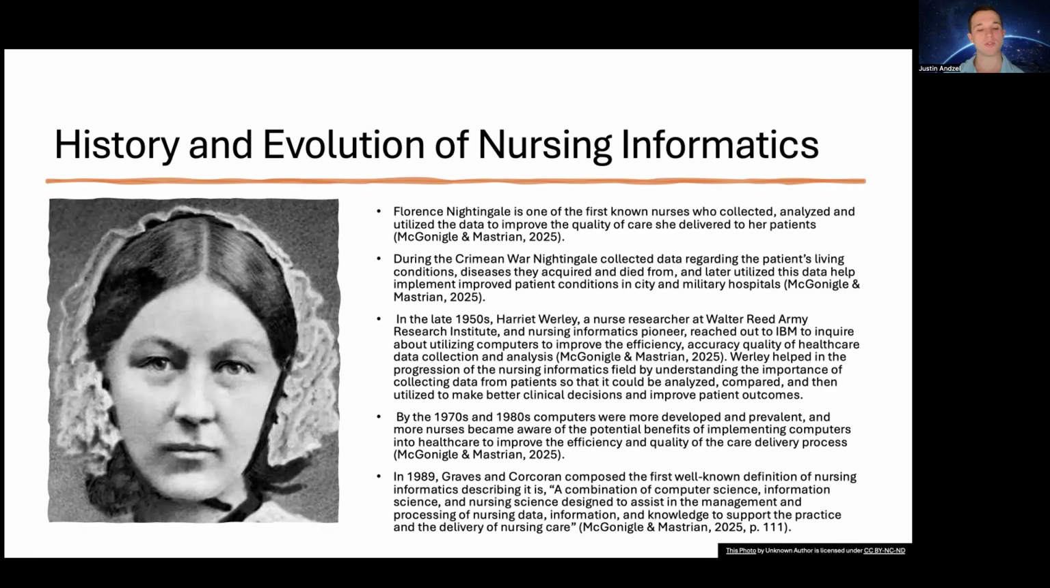In 1989, Graves and Corcoran developed the first well-known definition of nursing informatics, describing it as a combination of computer sciences, information science, and nursing science designed to assist in the management and processing of nursing data, information, and knowledge to support the practice and the delivery of nursing care.